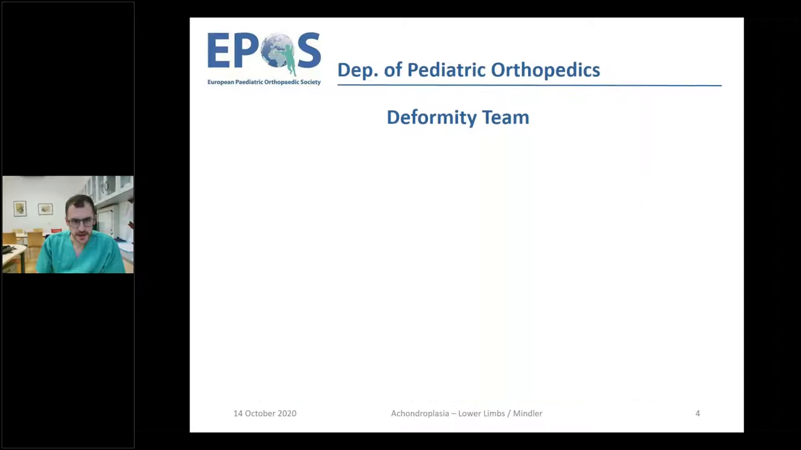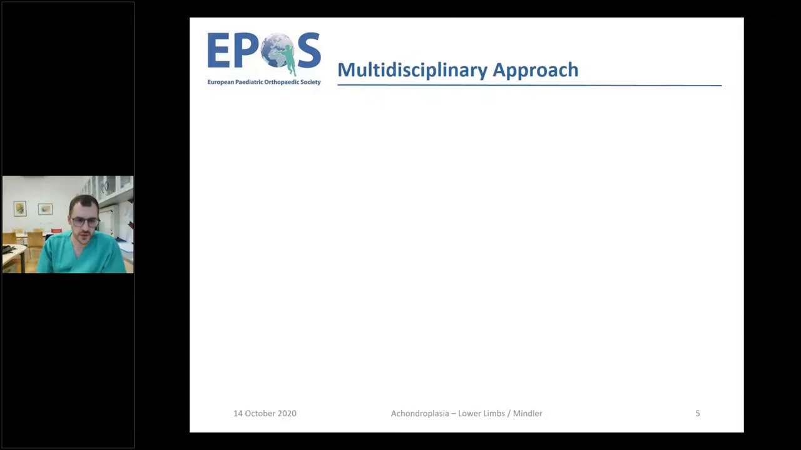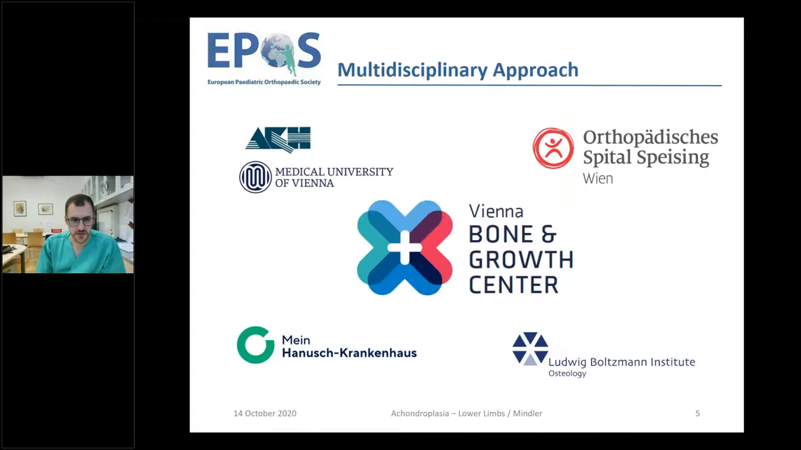and I'm part of the deformity team of the Department of Pediatric Orthopedics, together with Rudi Ganger and Christoph Radler. I take care of our patients with rare bone diseases. And the picture size shows you how relevant I am compared to these guys. With a multidisciplinary approach, which is very important, we are part of the Vienna Bone and Growth Center, and together with three other institutes, we take care of our patients with achondroplasia and other rare bone diseases.